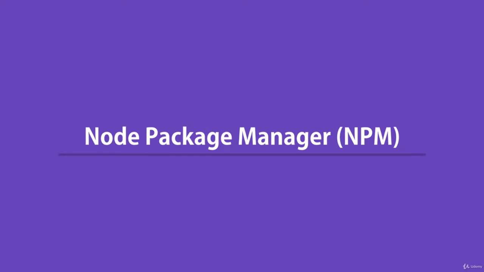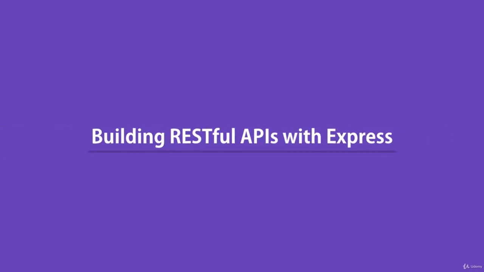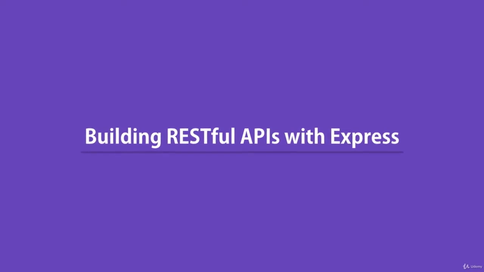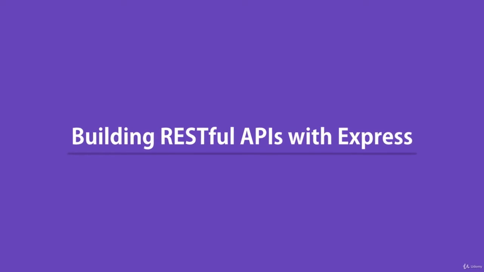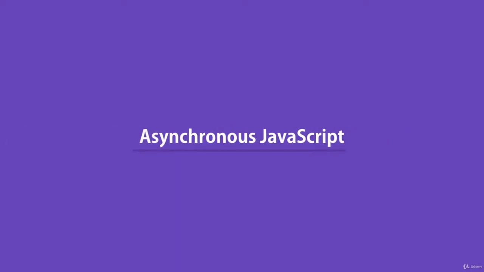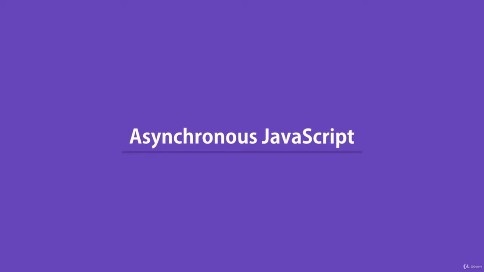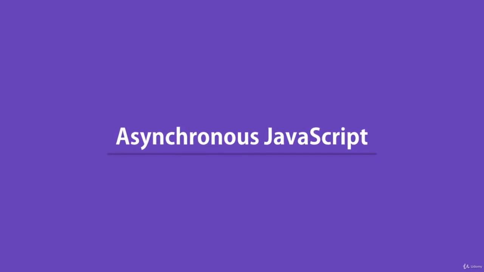Over the next two sections, you will learn how to build RESTful APIs using Express. But throughout these two sections, we'll be storing our data in a simple JavaScript array. Because before we look at storing data in MongoDB, you need to clearly understand asynchronous JavaScript. And that's the topic for the following section. In this section, you will understand how asynchronous code is different from synchronous code. We'll look at various patterns for working with asynchronous code, such as callbacks, promises, and async and await.